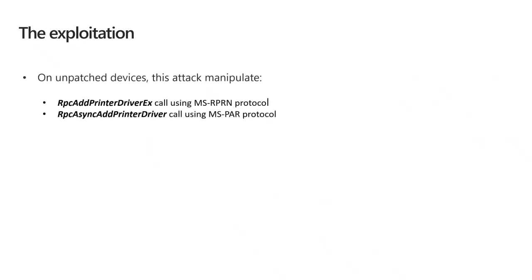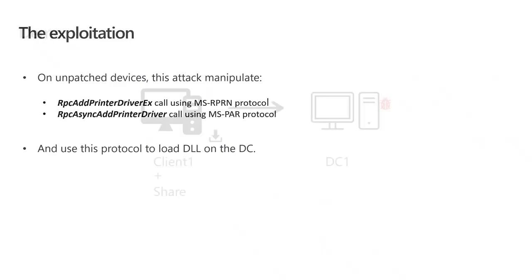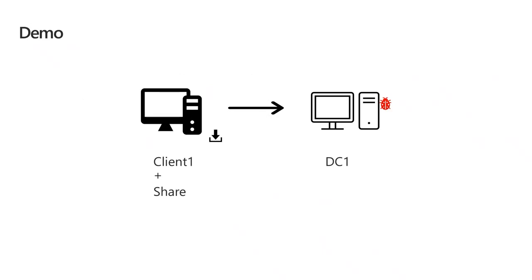The exploitation itself can manipulate two different protocols, the add printer and the add printer driver, whether it's MS-PAR or MS-RPRN. Basically, with those protocols you can load a DLL into the DC, and this DLL can do basically whatever you want. And let's see it live.